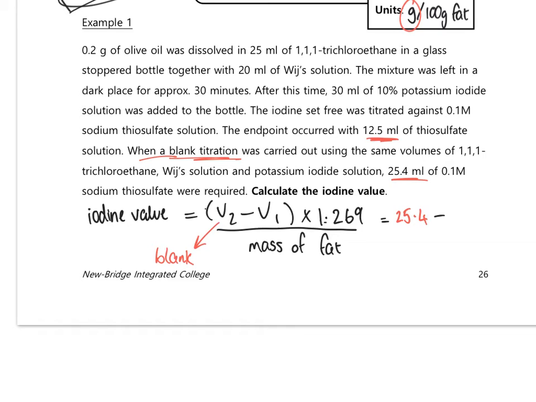V1 would be 12.5. You just put it in the equation. Okay, we're timesing that by 1.269. Don't forget your brackets though, because obviously we need to do that before we do our multiplication. There's only 2 numbers you need.